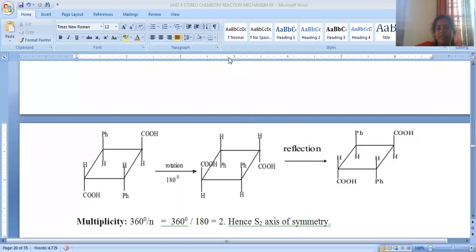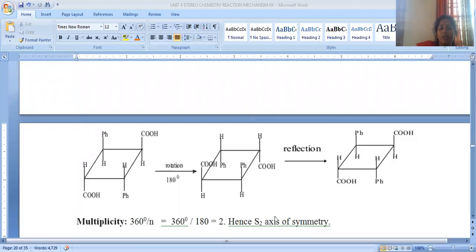Alternate axis of symmetry, in the sense, first the molecule is subjected to rotation. After rotation, if it is reflected exactly as its mirror image, when we are keeping a mirror, so if the molecule before rotation and after rotation are mirror images, now the molecule is said to possess an alternate axis of symmetry. In order to calculate its multiplicity, we have to use the formula 360 by n. N stands for the number of degrees of rotation we are doing. 360 by 180, in the case of this molecule, it is an S2 axis of symmetry.